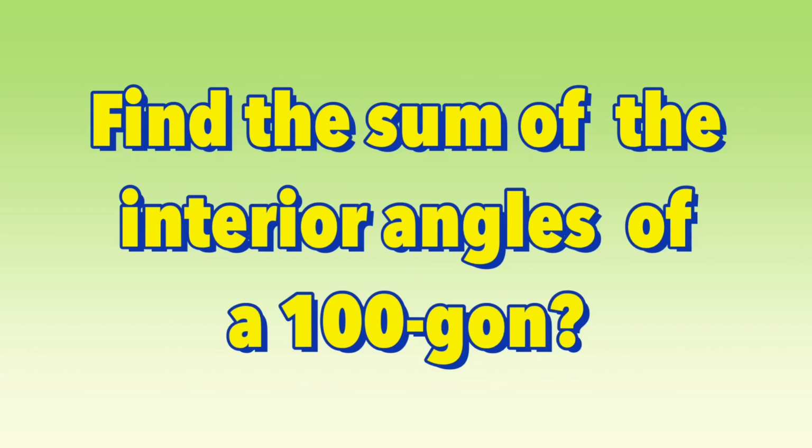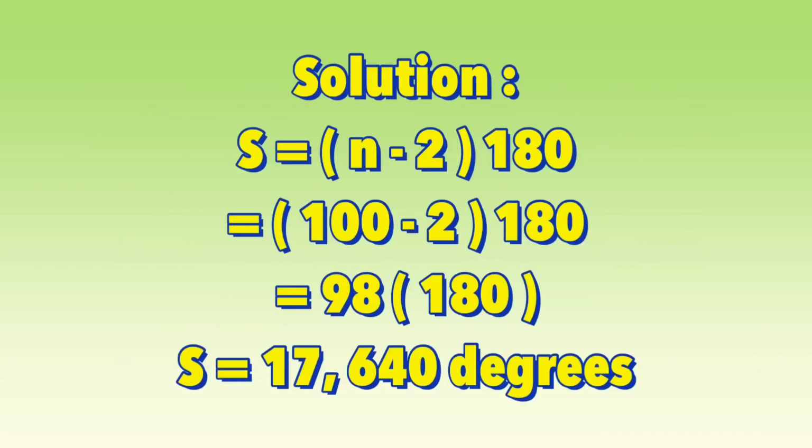Next problem, number 5. Find the sum of the interior angles of a 100-gon. So meaning to say the number of sides of the polygon is 100. Since we're going to find the sum of the polygon, we're going to use the formula S equals n minus 2 times 180, where n stands for the number of sides of a polygon. We are going to substitute now. 100 minus 2 equals 98 times 180. The sum now is 17,640 degrees.